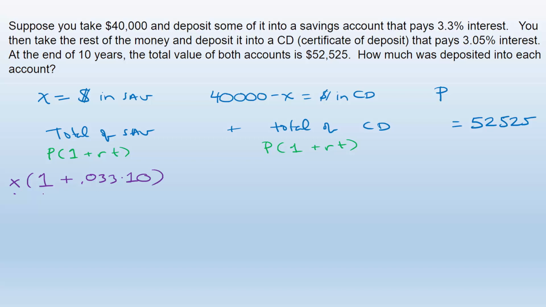So P times 1 plus RT, plus the principal for the CD, which is 40,000 minus x. Because that is two terms, we need parentheses. And it gets its own 1 plus RT, where its R is 3.05%, so 0.0305, and that's also for 10 years. And that's the total amount, 52,525.